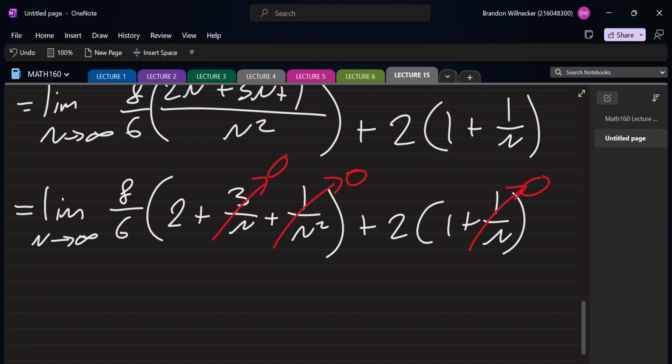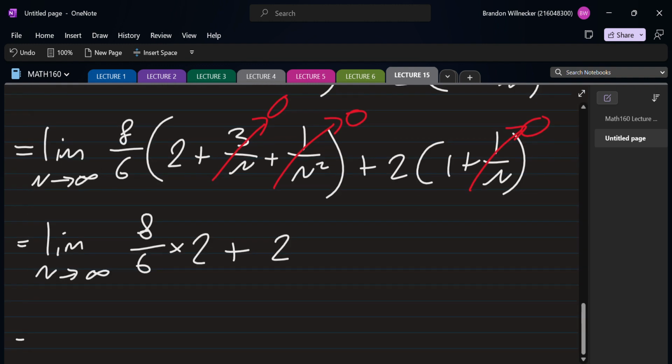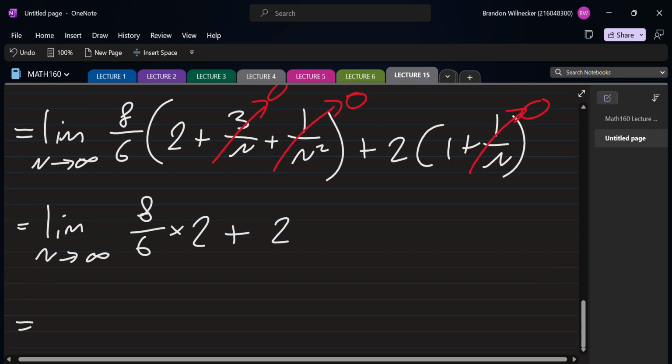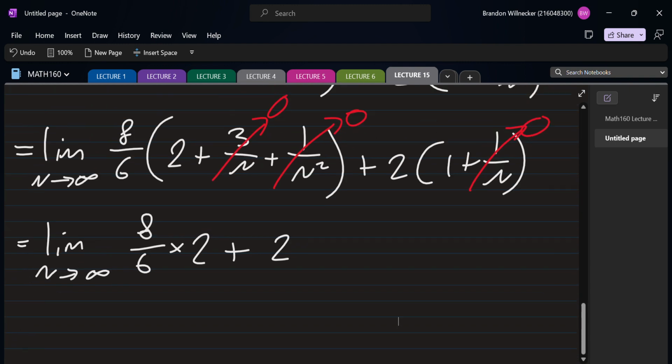So, what are we left with? We've got the 8 over 6. The first bracket, we're left with the 2. The second bracket, we're left with the 1. So we have the limits as n goes to infinity, 8 over 6 times 2, that's left over, and then we just have a 2 there. So we can drop the limit now. Okay, so we did all the cancellation, there's no more n terms, so this limit we can now drop.